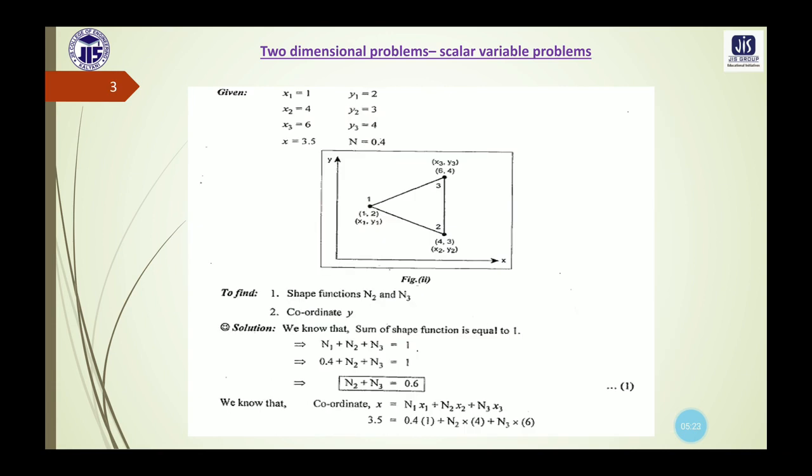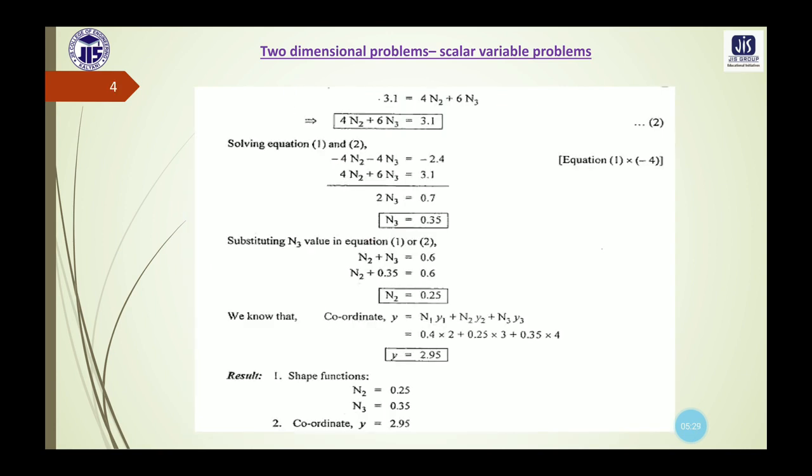Now, in equation 1 we have seen n2 plus n3 is 0.6, and in equation 2 we have seen 4 n2 plus 6 n3 is 3.1. So from these two different equations 1 and 2, we have two different variables which are n2 and n3. From these two equations we can easily find the value of n3, which we get as 0.35. Now if we put the value of n3 in either equation 1 or 2, then we can easily find the value of n2, which we get as 0.25.